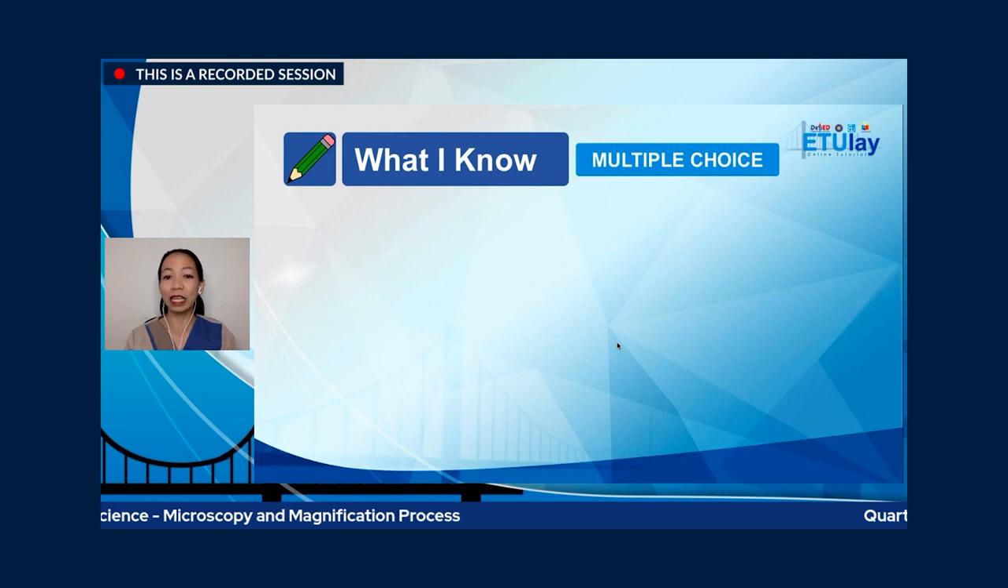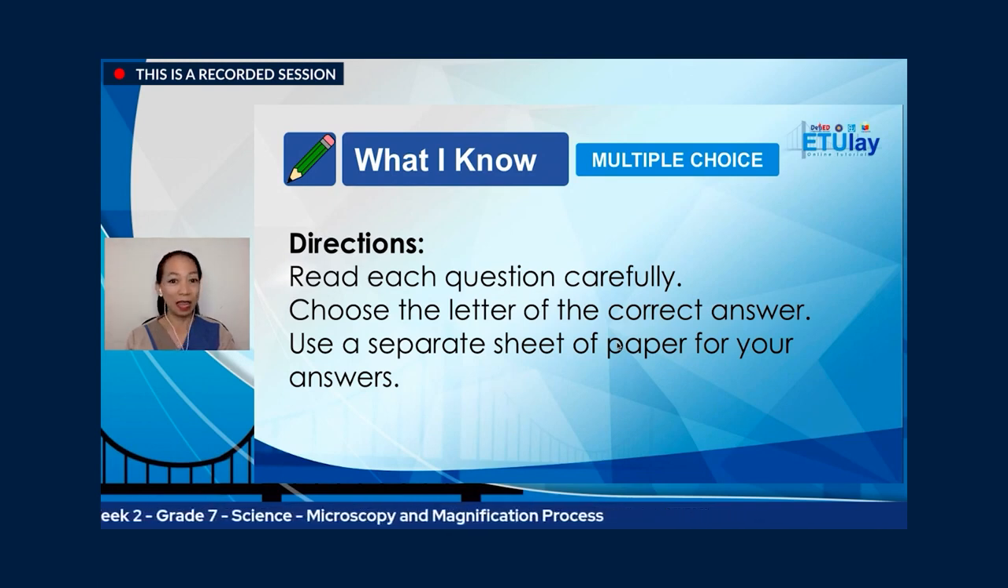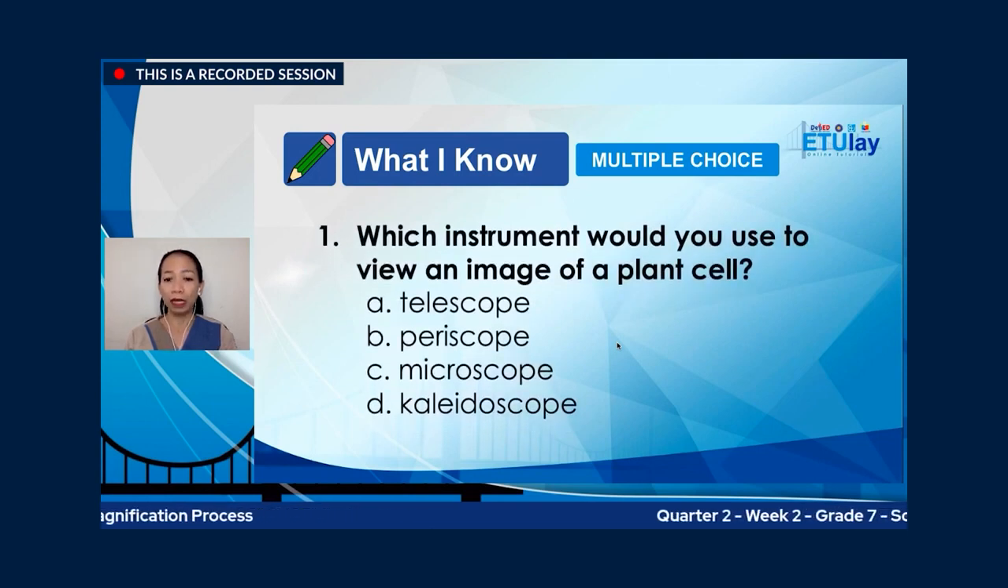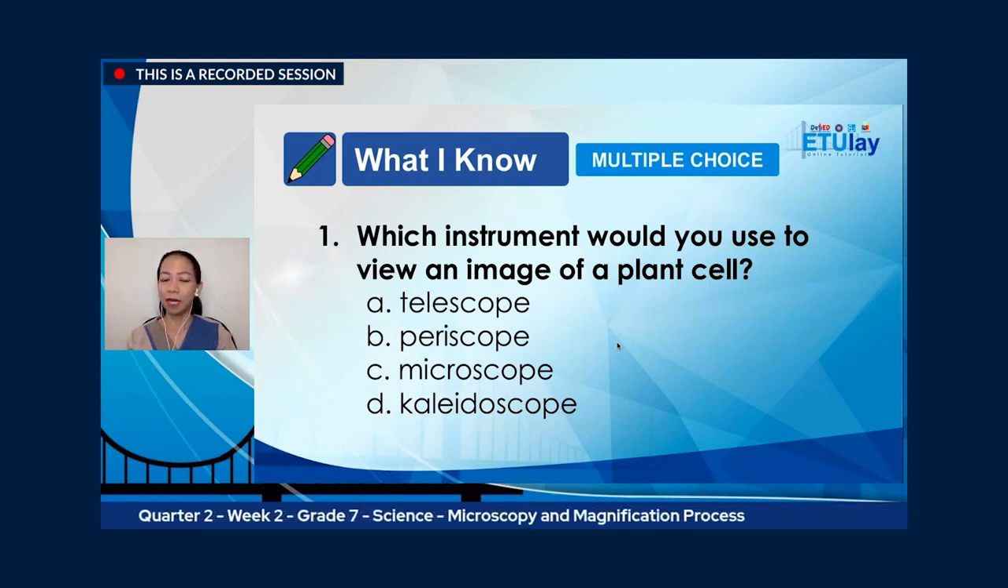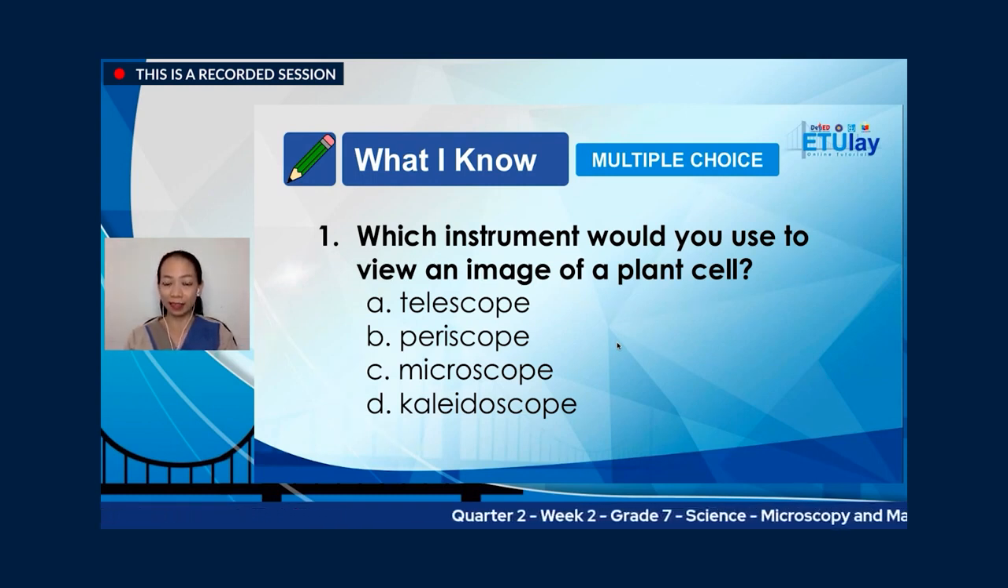This pretest is in a multiple choice type format. Directions is for you to read each question carefully, choose the letter of the correct answer, and use a separate sheet of paper for your answers. Let's begin. Number 1, which instrument would you use to view an image of a plant cell? A, telescope, B, periscope, C, microscope, or D, kaleidoscope. Which one would you use to view an image of a plant cell?